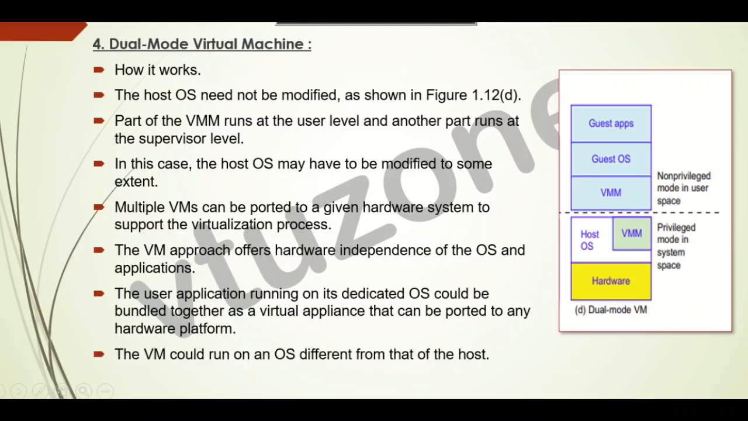The next point is a virtual machine could run on an OS different from that of the host. That means the virtual machine can run a different operating system than the real computer. For example, a Linux virtual machine on a Windows host.